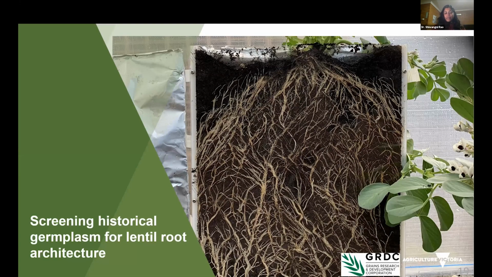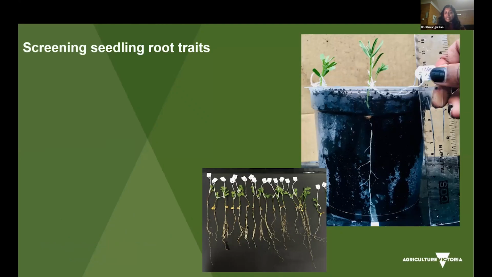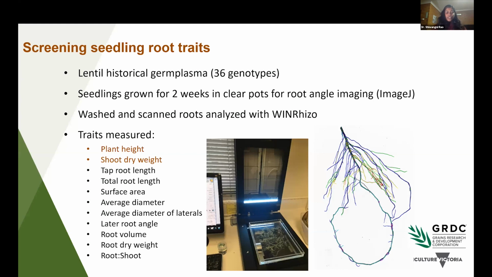Yes, so in the small time that this project has been on board, I've conducted a few experiments. The first one was a clear pot seedling screen. This was mainly to see if there was any significant difference in root angle, because root angle is one of the major factors in the ideotype. And basically, I looked at 36 genotypes. Seedlings were grown for 2 weeks, and then they were imaged in the pot, and the root angle was determined using ImageJ, because the minute you take out your seedling and wash them, you lose the structure of the root, and then it's hard to determine what root angle it actually has.